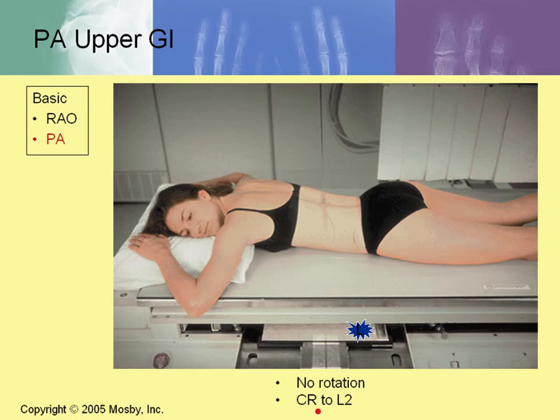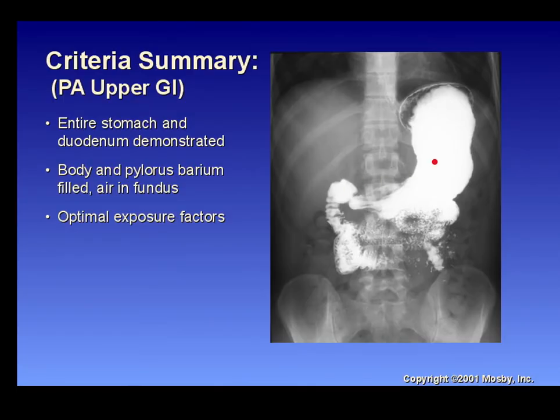Your upper GI, your PA, puts your anatomy closer to the image receptor. So no rotation, central ray to L2. So you're above your crest, just above the inferior angle of your ribs. L2, a true PA position, and then that way you're going to visualize the entire stomach, and duodenum is demonstrated. So the entire stomach, duodenal bulb, duodenum right there. You can see that the patient is prone, there is air in the fundus here, so we can tell that that patient is prone.